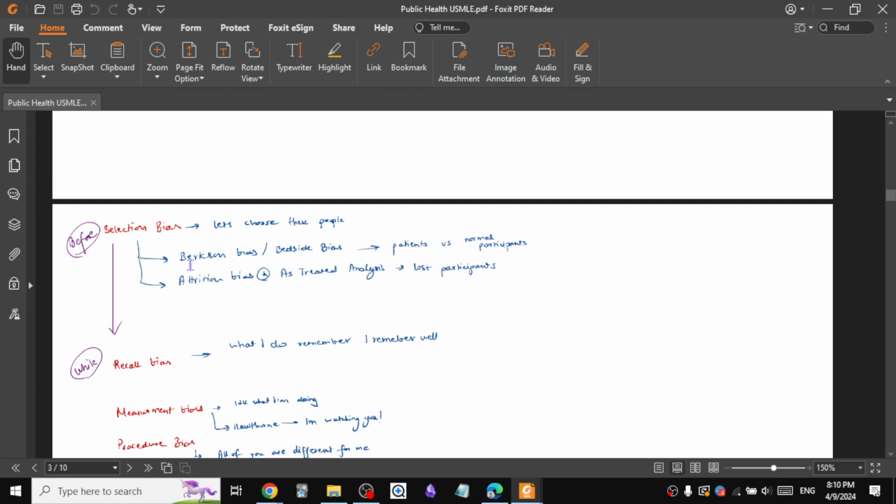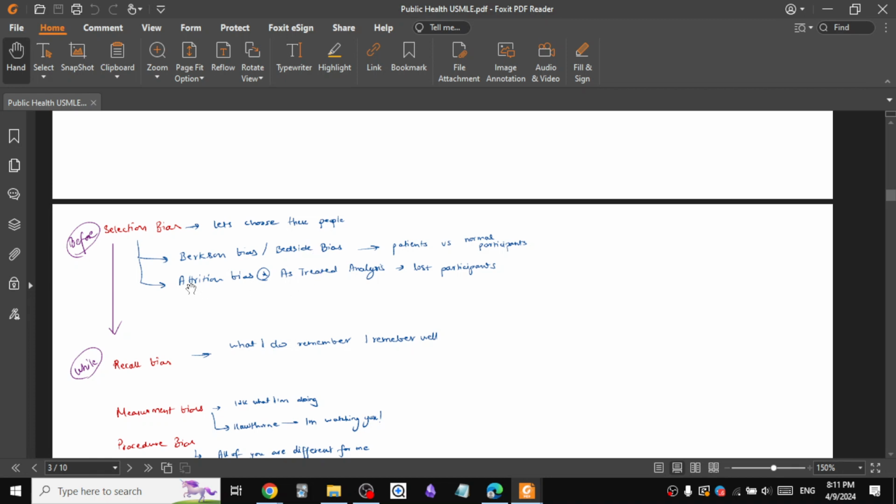Selection bias contains Berkson's bias, or bedside bias. It's the same thing. What does that mean? Berkson's bias is basically that I'm choosing patients compared to normal participants, because patients are more prone to disease. The environmental risk factors that surround them are different, the hospital or their care matters a lot, and the drug regimens they are on matter a lot. So if someone is just picking patients and not even considering normal participants, they are introducing Berkson's bias.